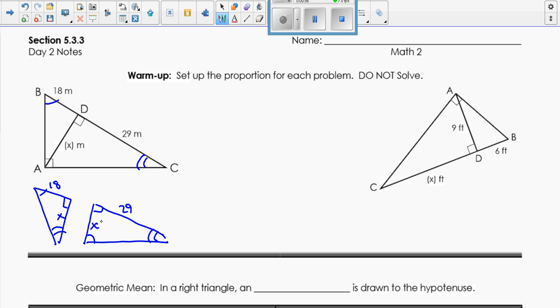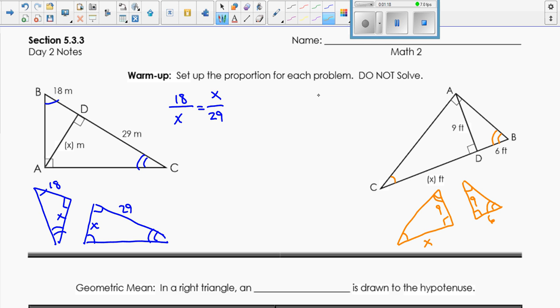Okay, so I redrew the triangle. Based off my similar triangles, I could set up the proportion as 18 over x equals x over 29. Okay? And if you haven't done this already, go back and redraw the other triangle. I'm going to pause this and redraw the other triangle as well. Okay, so based off my other triangles, I could set up the proportion as 9 over x equals 6 over 9.